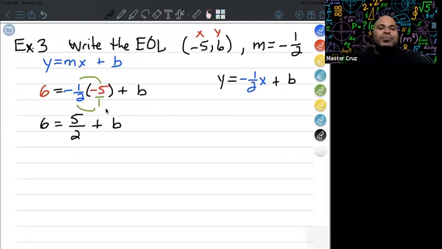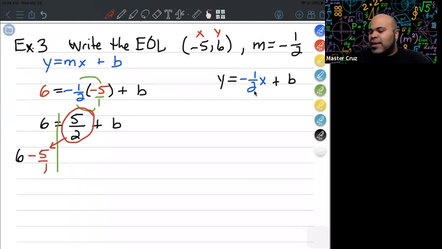Okay. At this point, you can use fractions or you can use decimals. Since I have fractions in the slope, I'm going to stay consistent and I'm going to still use fractions. So I'm going to subtract 5/2 from both sides. And hopefully you know this. I could subtract 5/2 from both sides. I could just move the 6 over here. And whenever I move one number from one side of the equal sign to the other, just change the sign. So it's going to be -5/2.